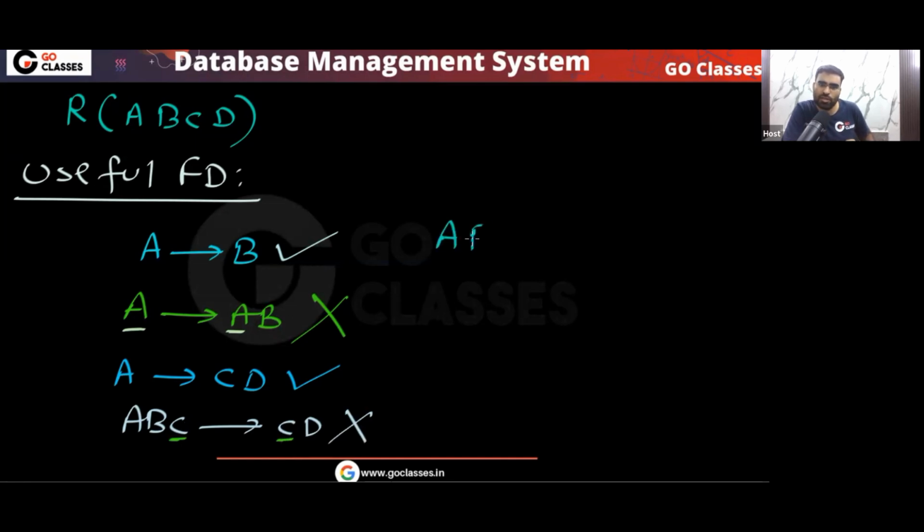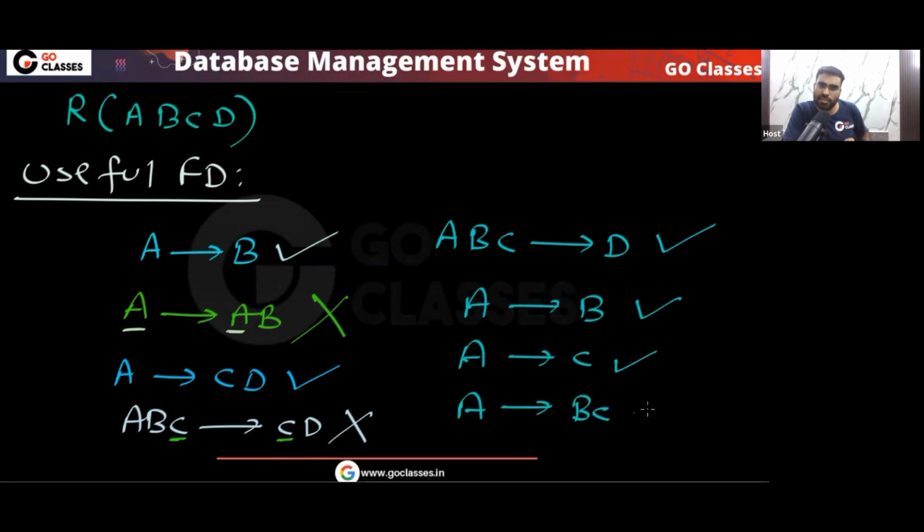Agree? What about ABC determining D? Yes, this is useful. A determining B, this is useful. A determining C, this is useful. A determining BC, this is useful. And so on. So I hope you understood what a useful FD is.